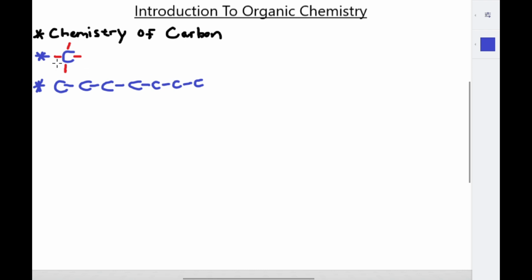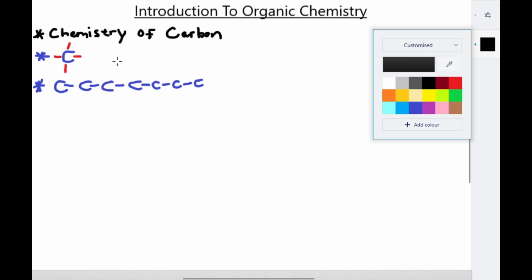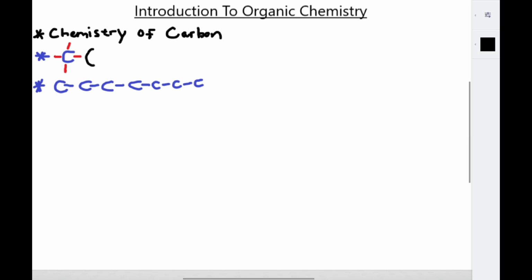In the first importance of the carbon, the first point there, we said it can form a maximum of 4 bonds. So we can write it in brackets there: it can form a maximum of 4 bonds.